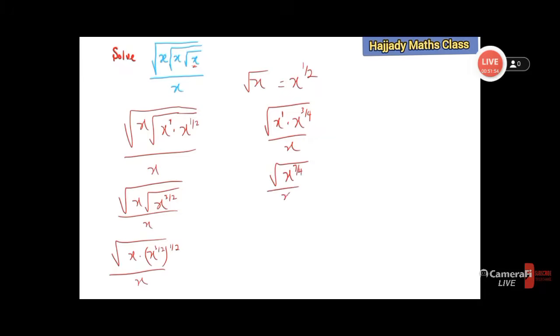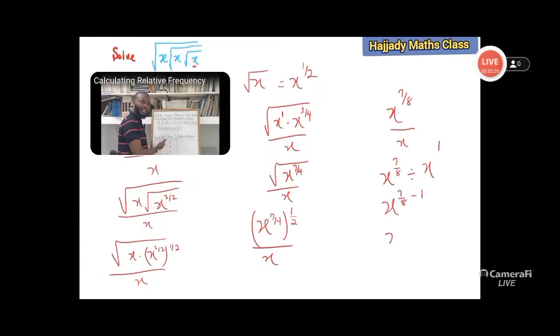Okay, all over x. So from this, taking out the root here, I'm going to have s raised to power 7 over 4 multiplied by half, all over x. So here I have s raised to power 7 over 8 over x. So applying the rule of indices also, I'm having s raised to power 7 over 8 divided by x over 1, which is the same thing as s raised to power 7 over 8 minus 1. And finally, I'm having s raised to power negative 1 over 8. So this is my answer.